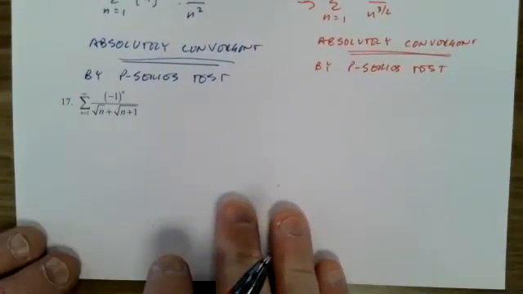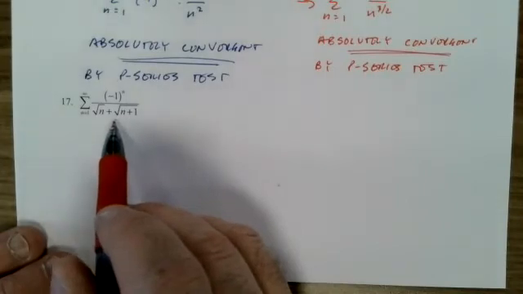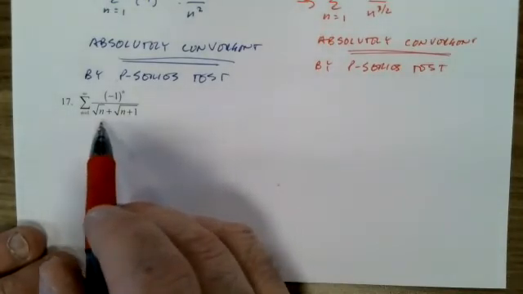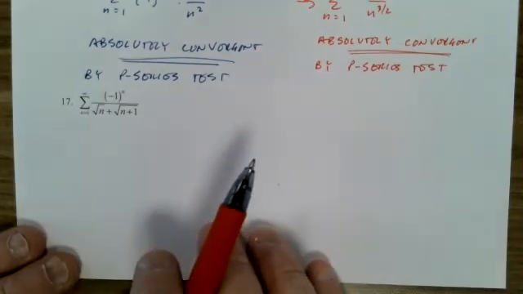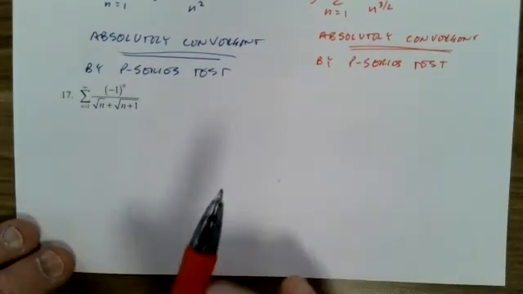And let's see what's going on here. So square root of n, square root of n. I can ignore the plus 1. It's 2 square root of n. This is gonna only converge because of the negative. So this is conditionally convergent.